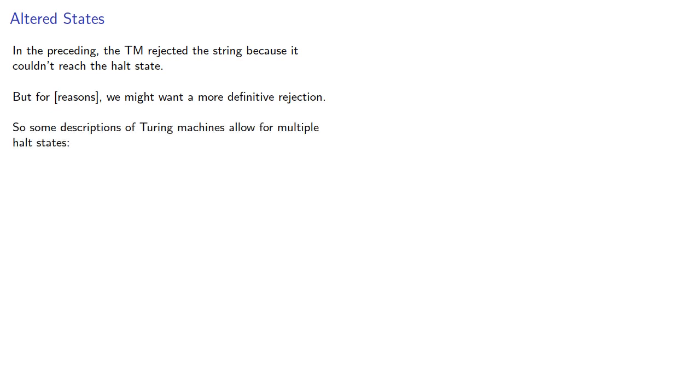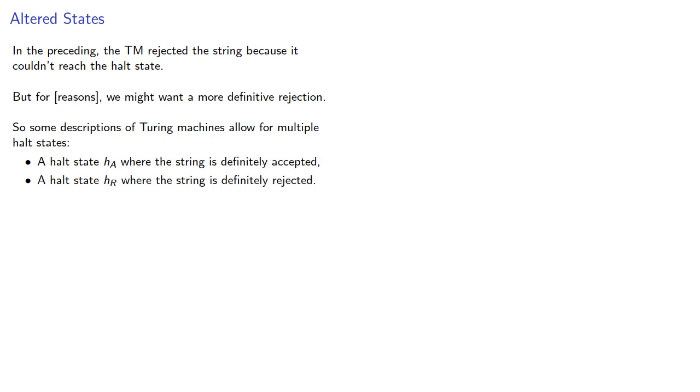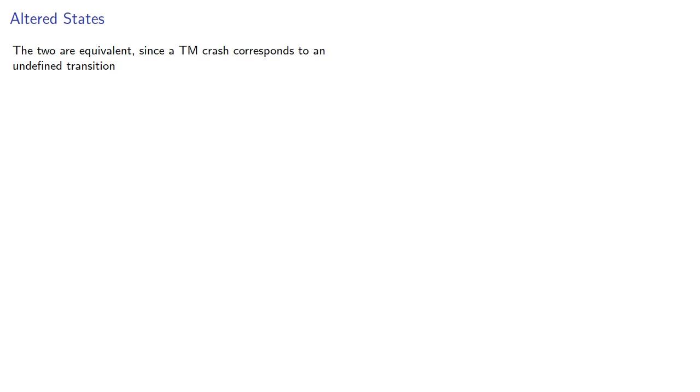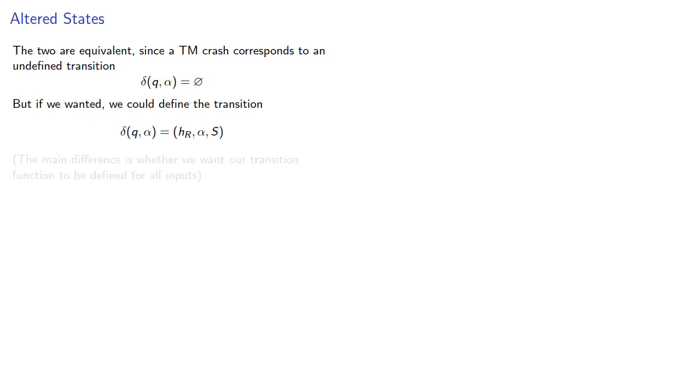So some descriptions of Turing machines allow for multiple halt states. A halt state HA where the string is definitely accepted, and a halt state HR where the string is definitely rejected. The two are actually equivalent, since a Turing machine crash corresponds to an undefined transition, but if we wanted, we could define this as a transition into the rejection state. The main difference is whether we want our transition function to be defined for all inputs.